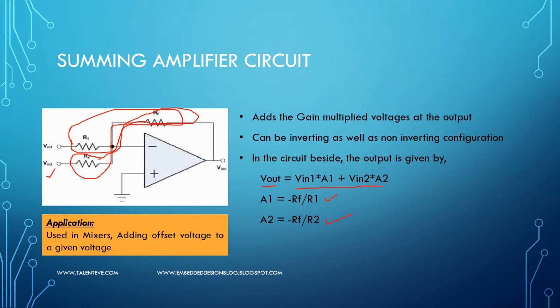The only thing is, as you add more inputs, there will be some variation in the output that will be observed. So you need to decide how much to add, such that the operational amplifier is not loaded.